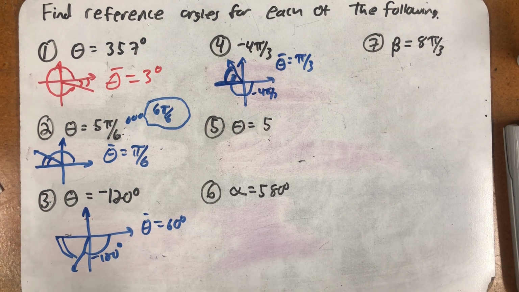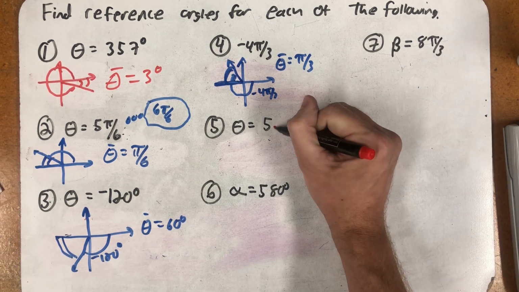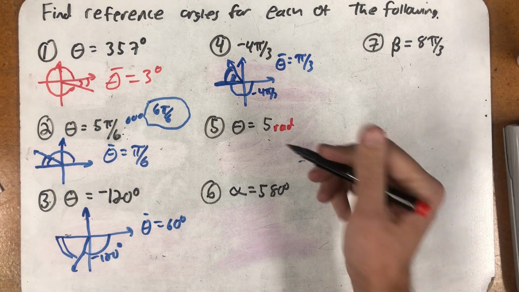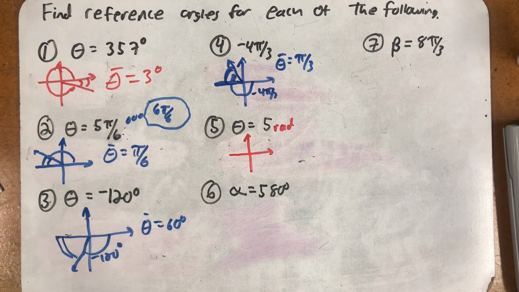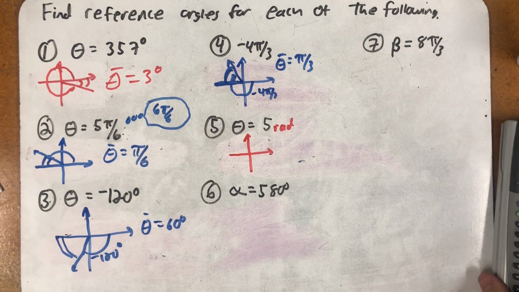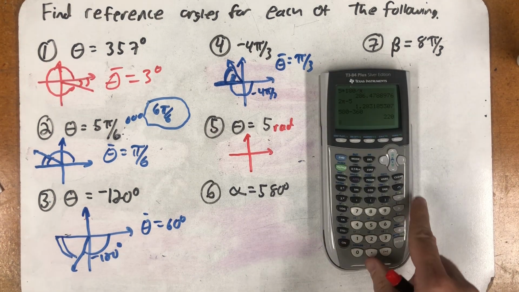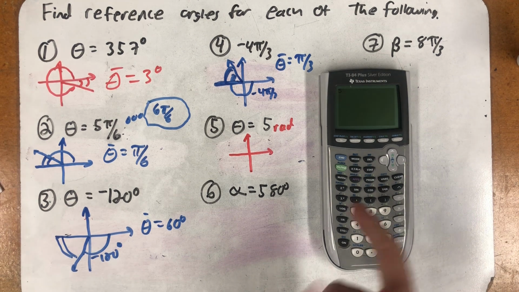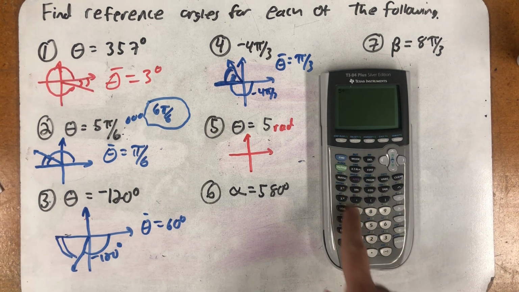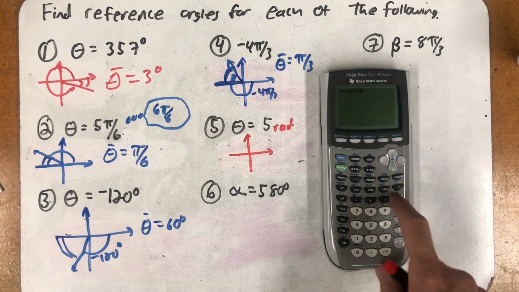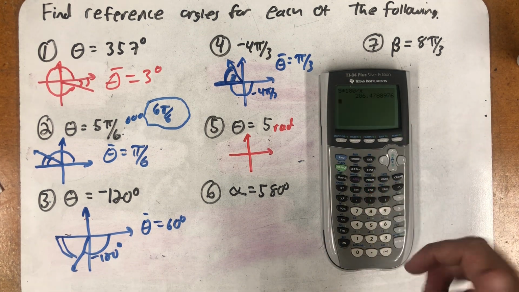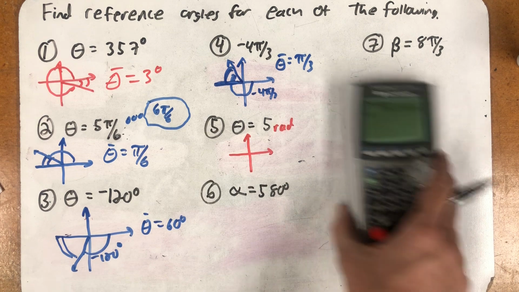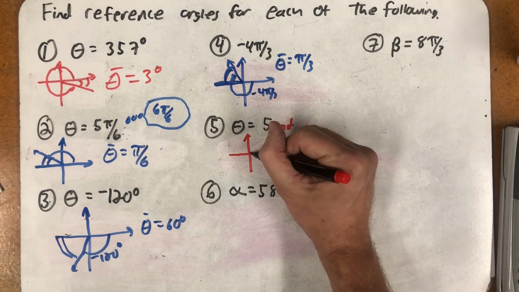All right, on this next one, I have to be careful. I have theta equals 5, but there's no degree symbol, so I have to assume that this is an angle measured in radians. Maybe intuitively you already know what quadrant that lives in, but just in case, we could use our graphing calculators to say, well, in degrees, that would be 5 times 180 over pi, which is 286.5 degrees. So if I wasn't sure about what quadrant I was in, now I am.